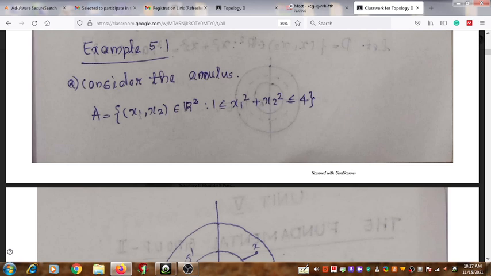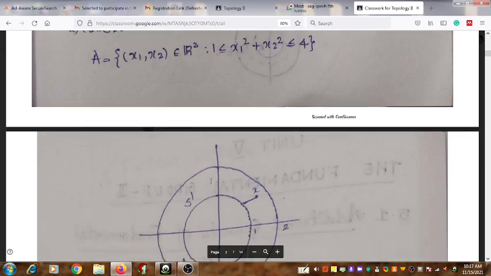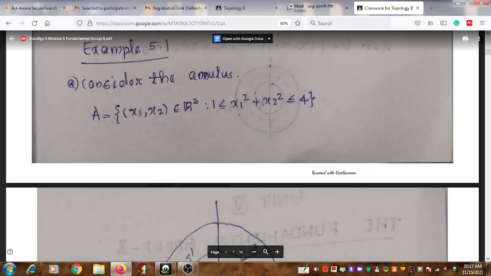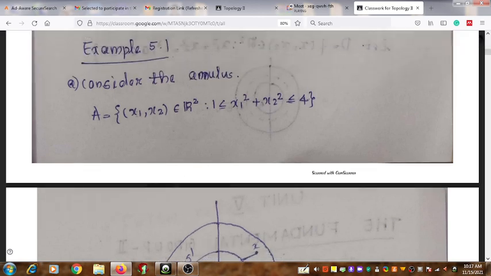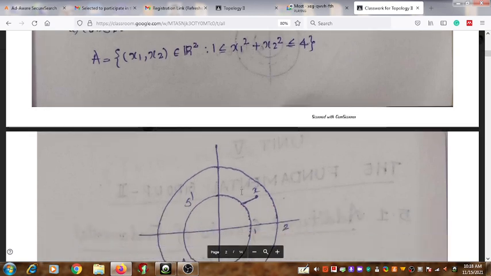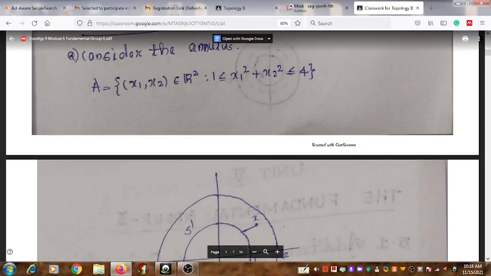Every point of that space can be represented by a point having two coordinates: x1 is the first coordinate, x2 is the second coordinate. It's an element of R2, provided that 1 is less than or equal to x1 square plus x2 square, which is less than or equal to 4. Why? Because every point which belongs to the annulus must satisfy this inequality condition.